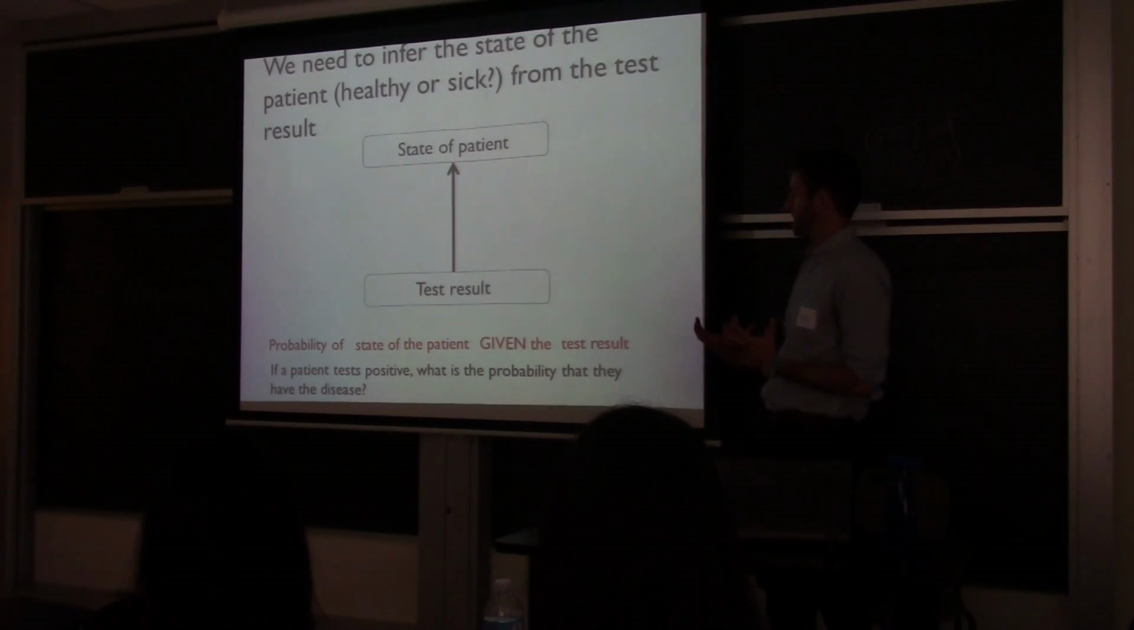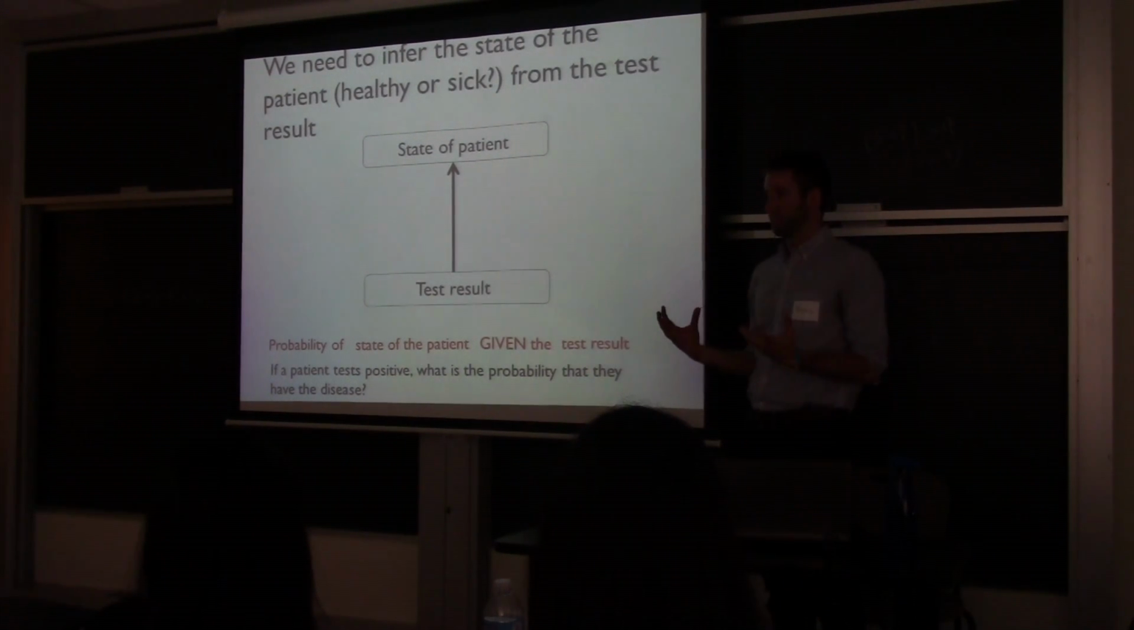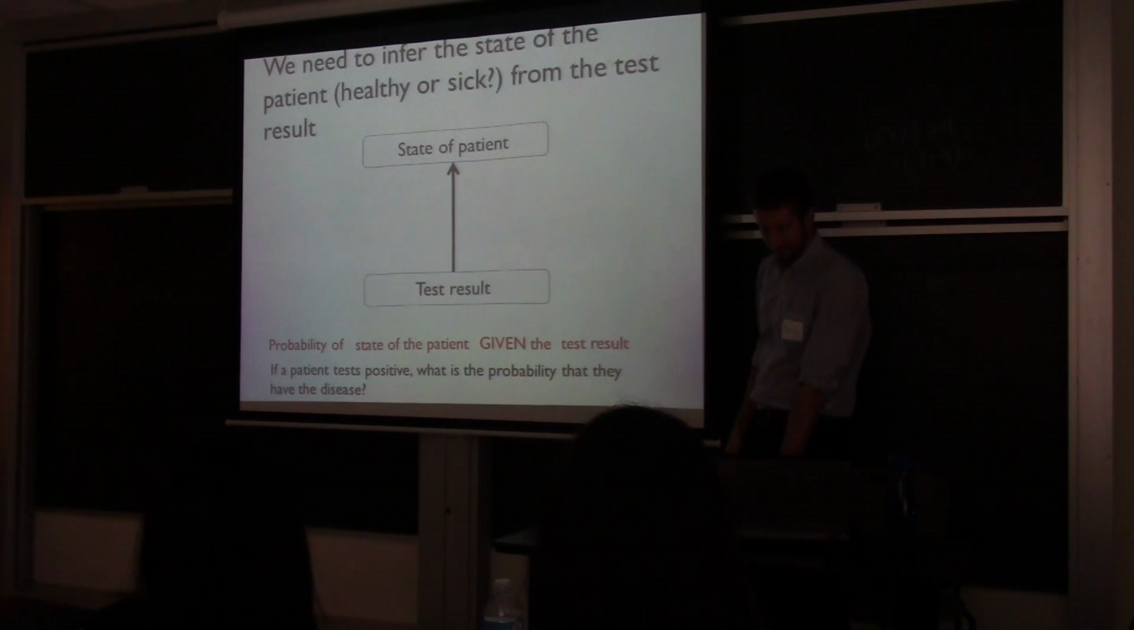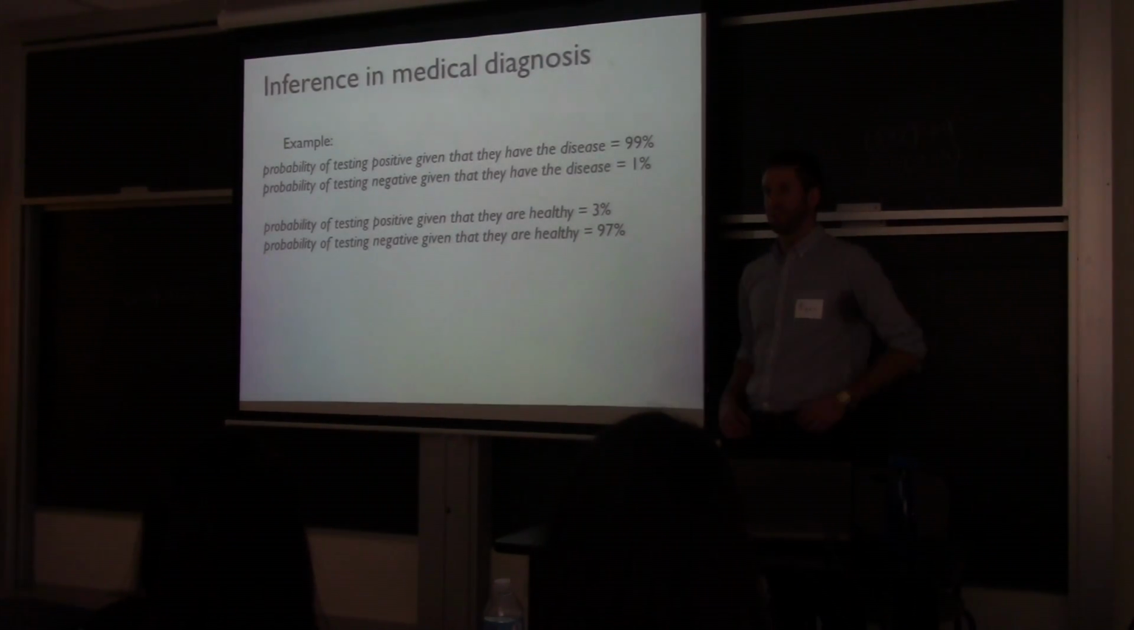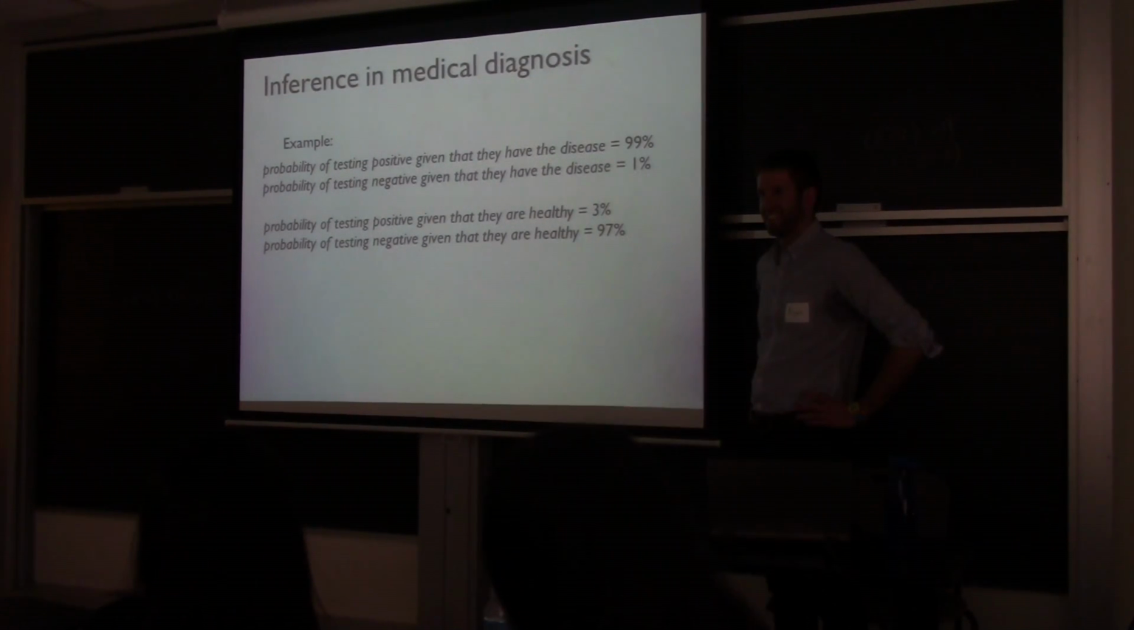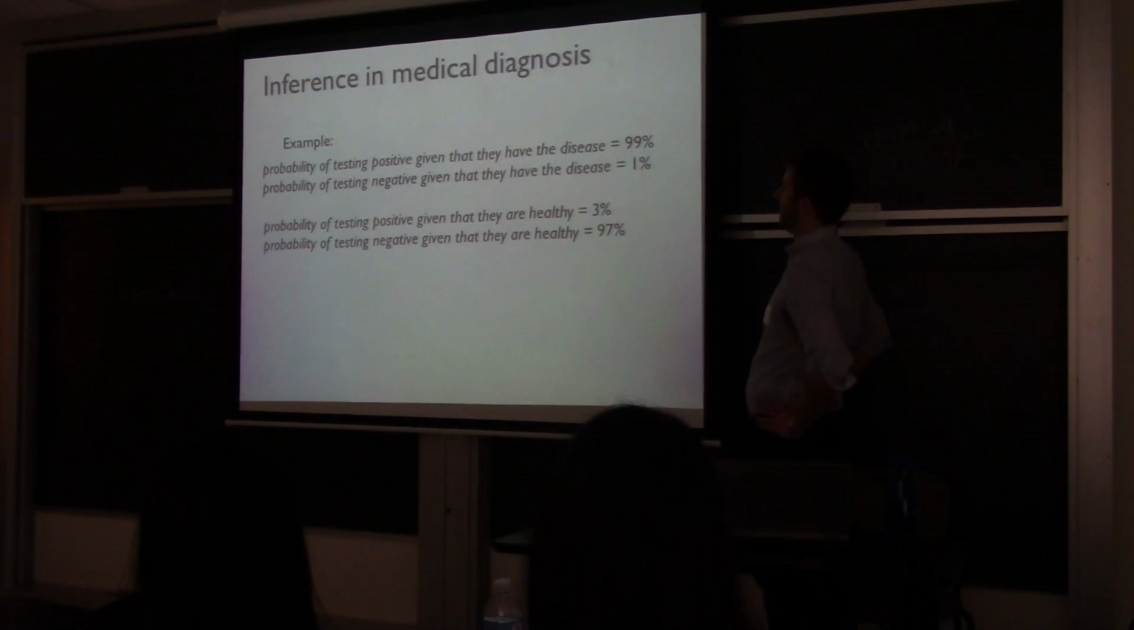So again, we want to ask, if the patient tests positive, what is the probability that they have the disease? Now, anybody want to speculate? We can bring back the numbers here. If we have a patient who tests positive, what do you think? Probably, I'm not sure about the exact number, but it should be 5% times 99% plus, I'm sorry, 95% times 3%.